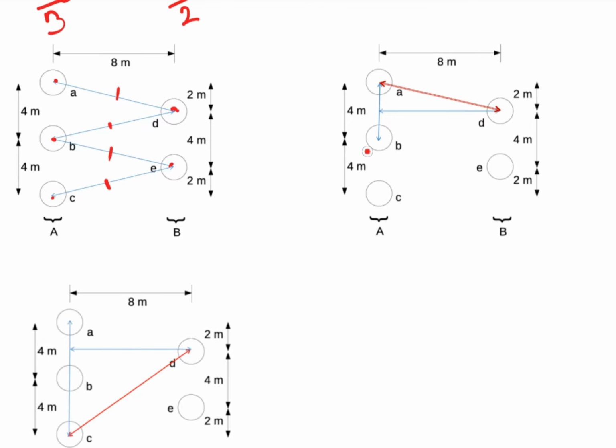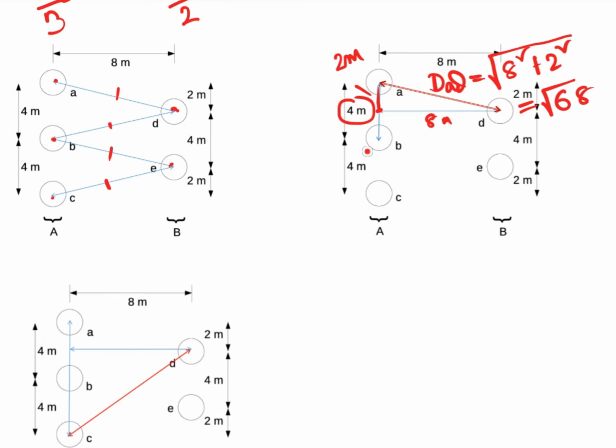So let's draw from A to D, this is distance AD we have to determine. Okay, and from A to B this is 4 meter, so of course up to this one will be 2 meter, and from here, the midpoint of this 2, up to D, this is 8 meter. So distance of AD is equal to square root of 8 square plus 2 square. So we have square root of 68.